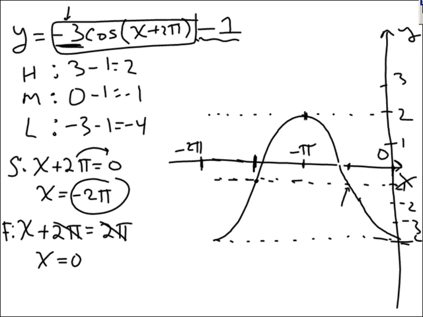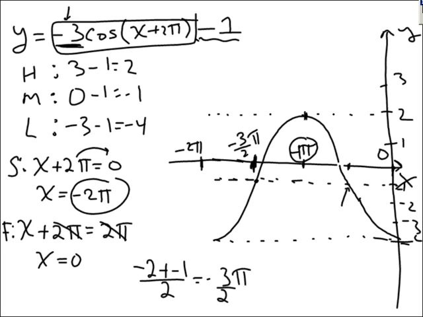Let's find this value right here. What's in between negative 2 and an understood negative 1? Negative 2 plus negative 1 over 2. This is negative 3 over 2 times pi. Negative 3 over 2 pi. What's in between negative 1 pi and 0 pi? Half of it. Negative pi over 2. What's in between 0 and negative 1? It's negative 1/2 times pi. That's what I put. That finishes the graph.